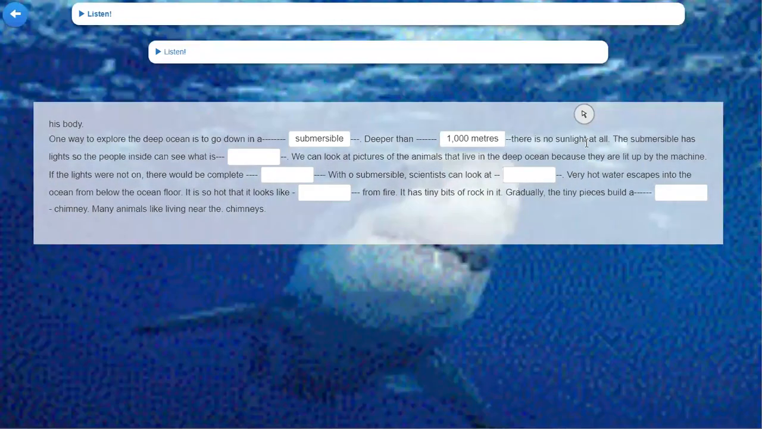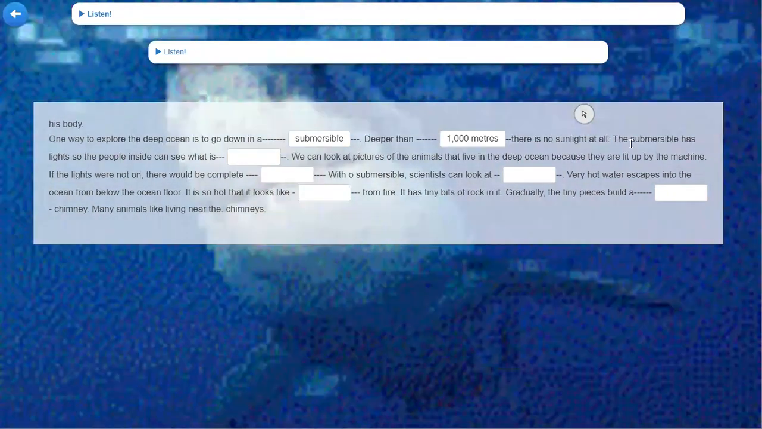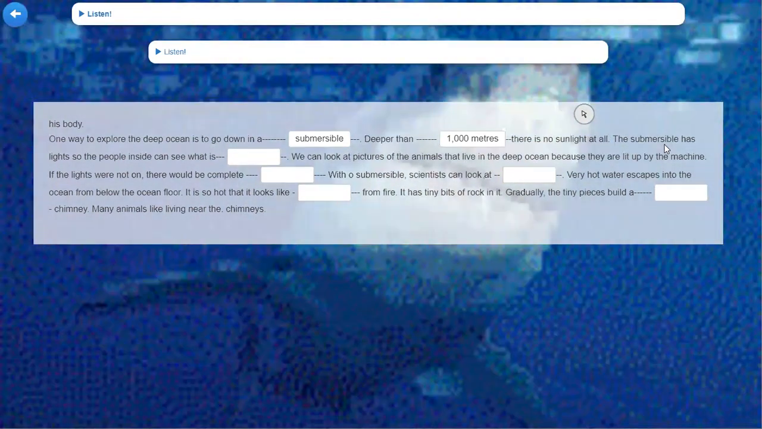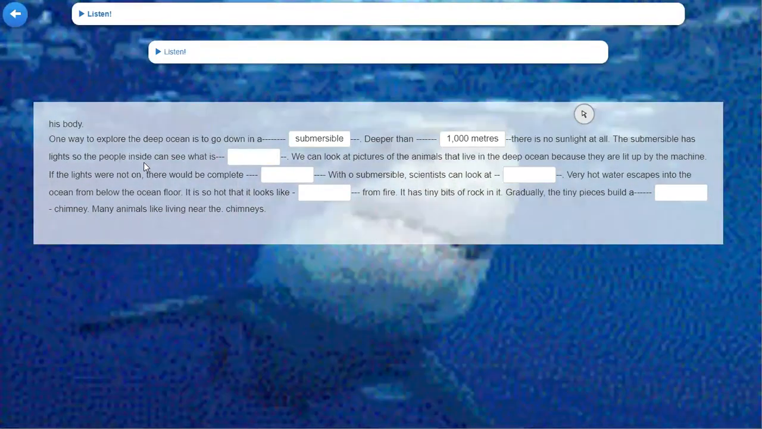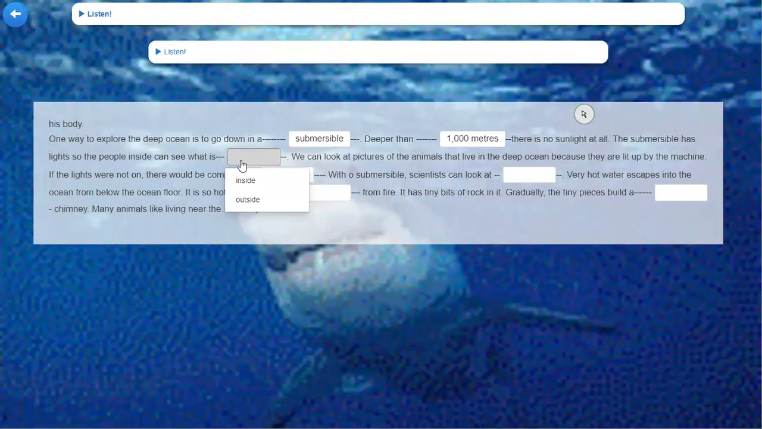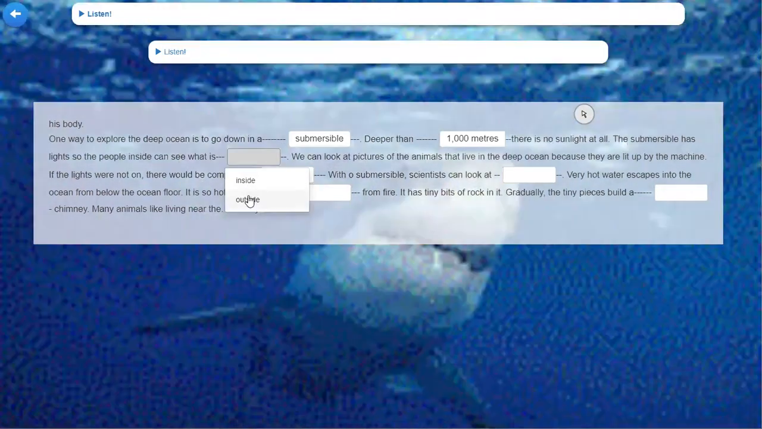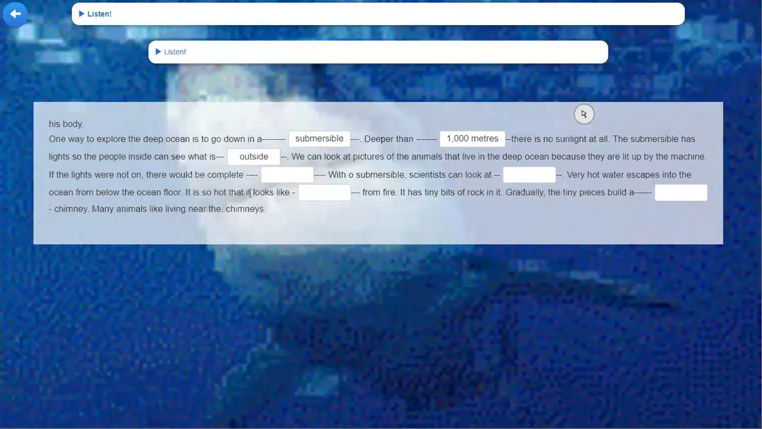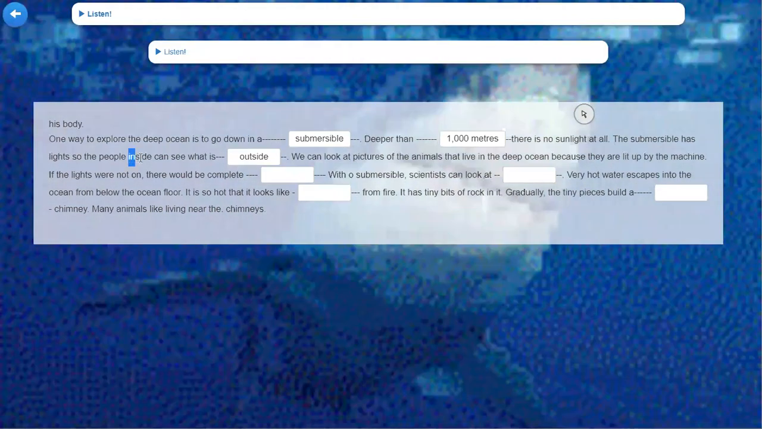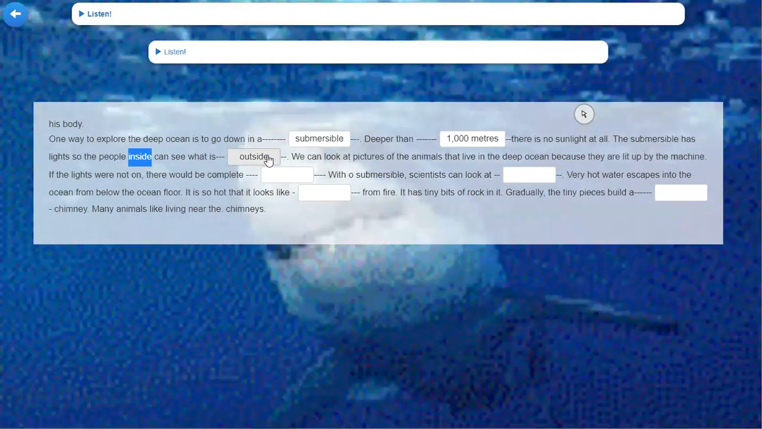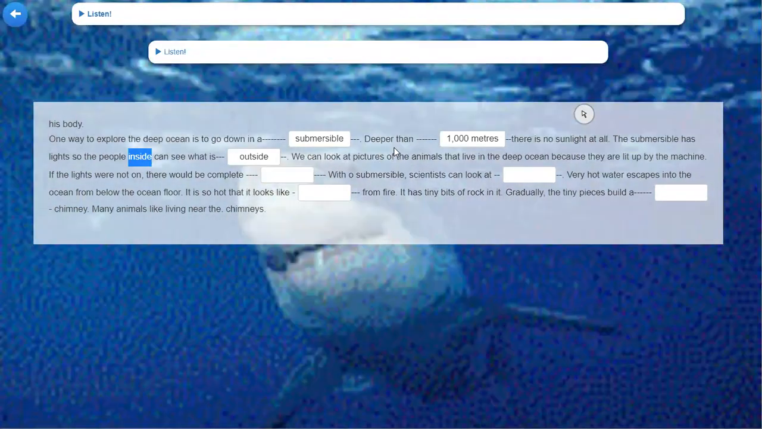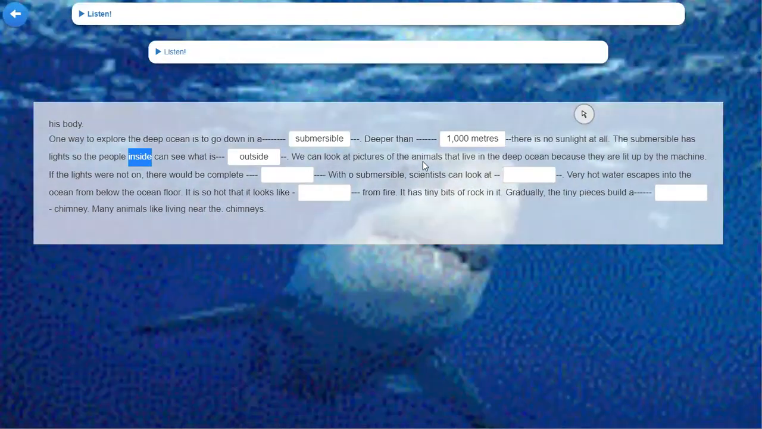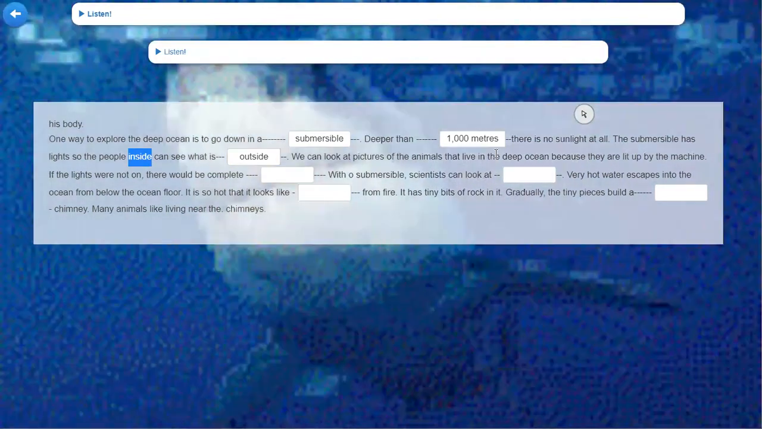There is no sunlight at all. The submersible has light so the people inside can see what is outside. Inside is here, and the opposite is outside. We can look at pictures of the animals that live in the deep ocean.